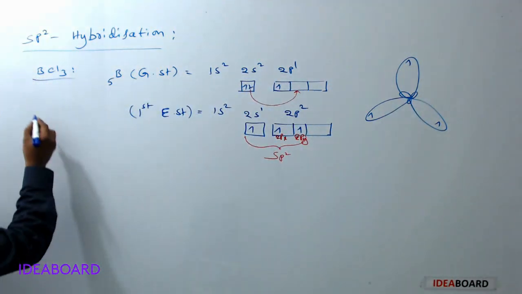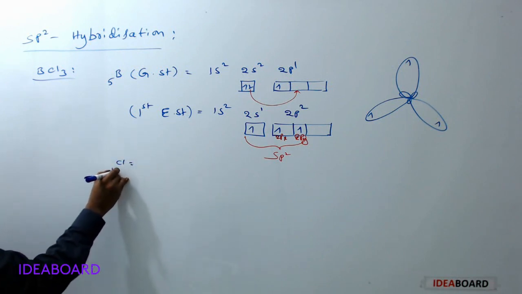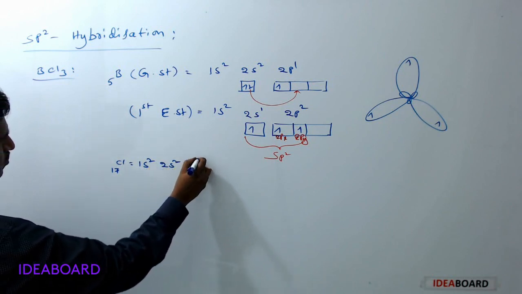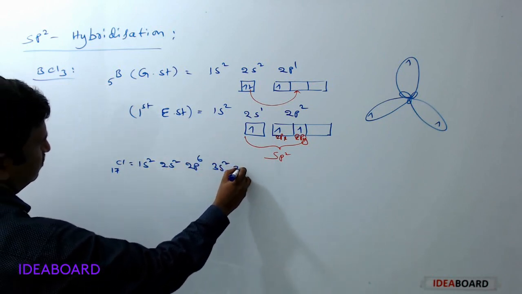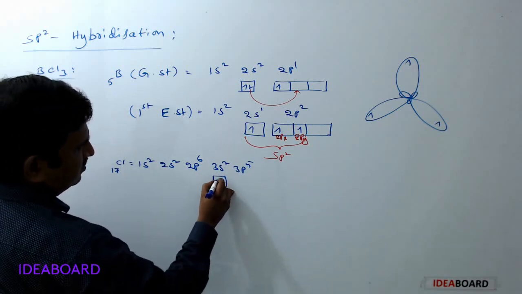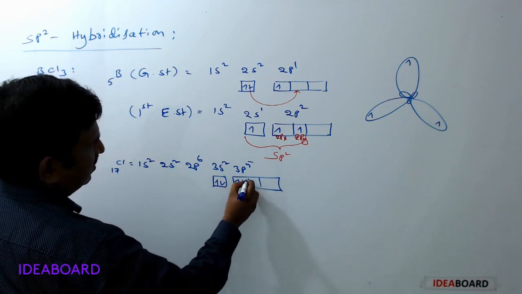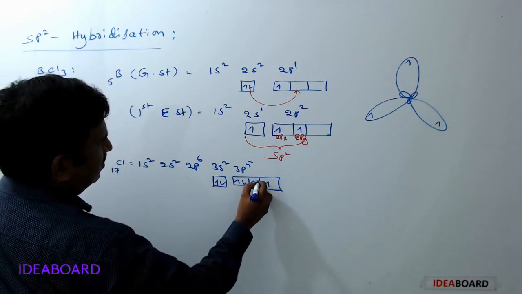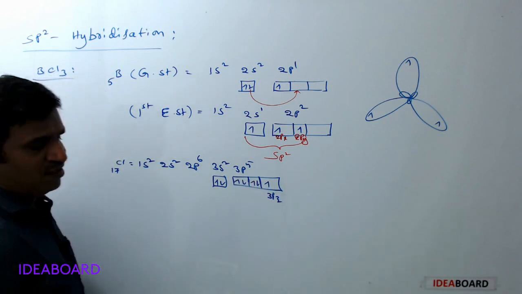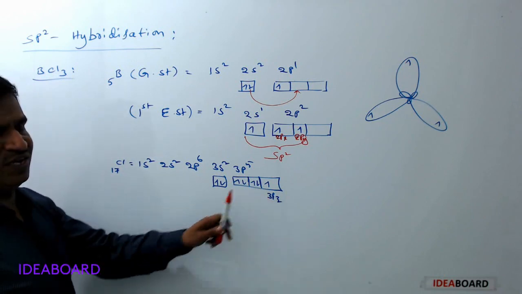Okay, now we are taking chlorine. Chlorine atom means its atomic number is 17: 1s2, 2s2, 2p6, 3s2, 3p5. The 3p5 configuration means it has one singular unpaired electron in the 3pz orbital. This is the 3pz orbital of chlorine. It has a dumbbell shape. This is having one electron.